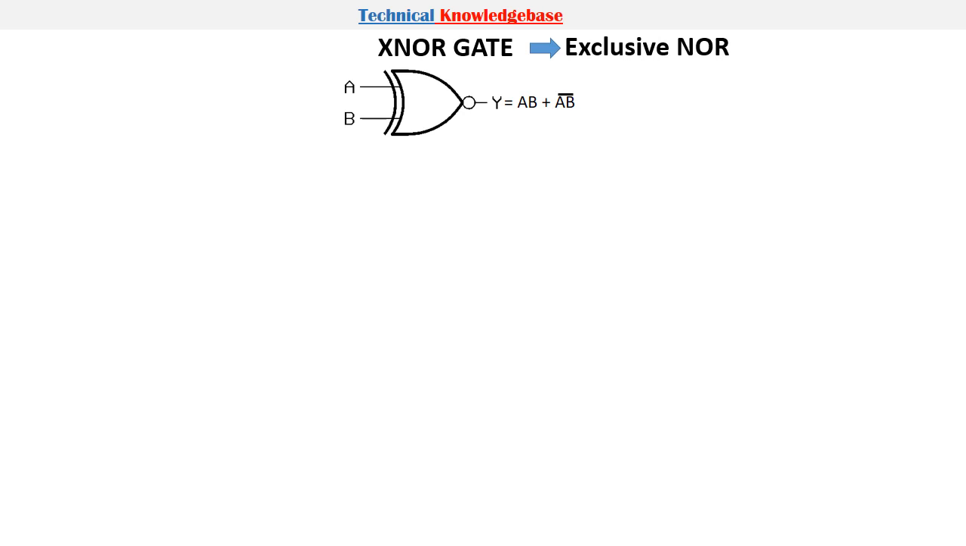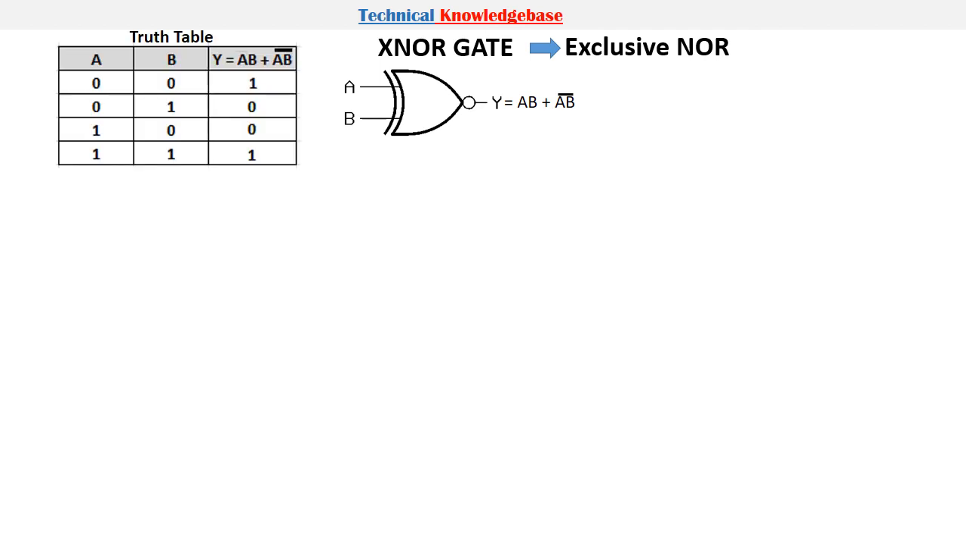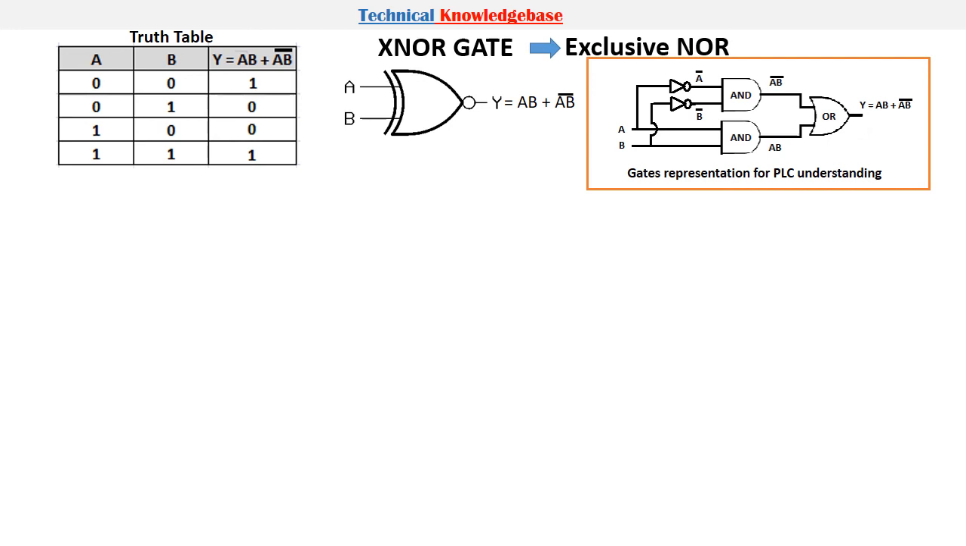Now we study the XNOR gate. The XNOR gate is an exclusive NOR gate, so NOT of exclusive OR. We have defined the formula here: AB plus A bar B bar is the formula for the XNOR gate. This is the truth table. The XNOR gate is exactly the opposite of the XOR gate. We have made a gate representation for PLC programming, where AB plus A bar B bar is designed with AND gate, OR gate, and NOT gate.